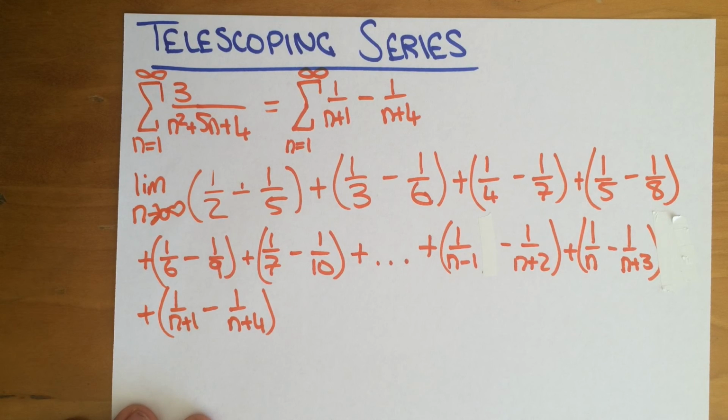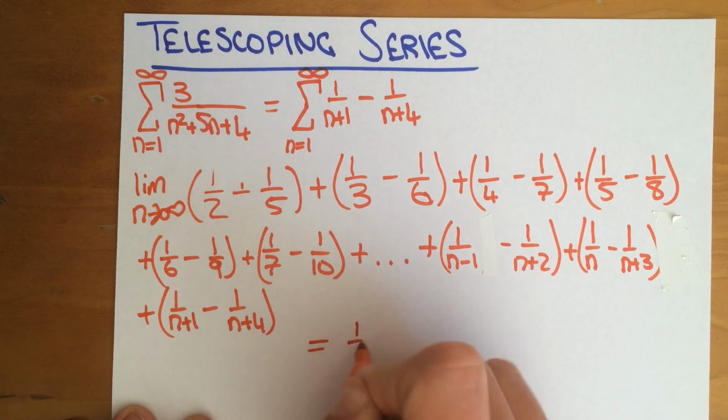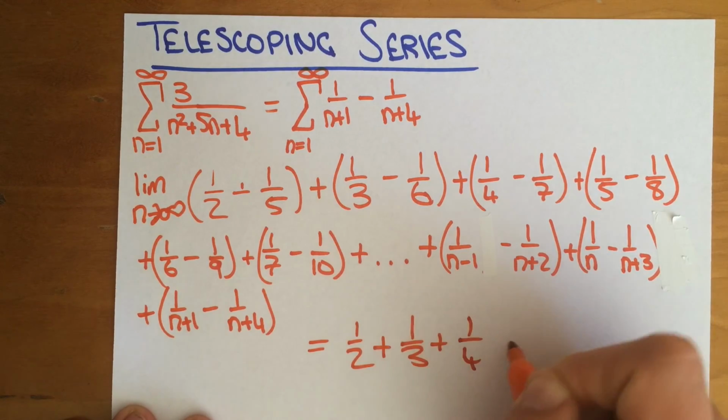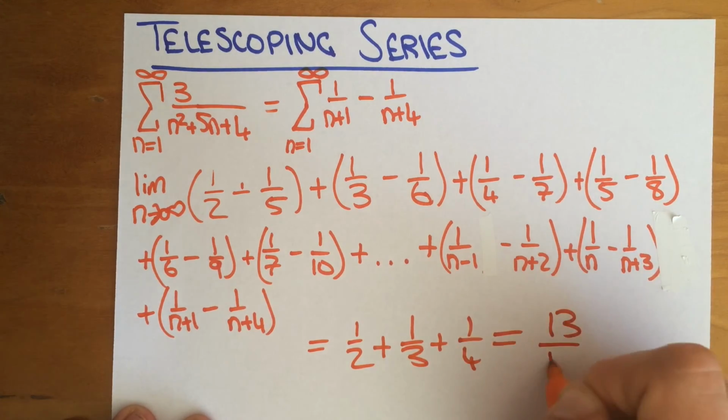When I write out the limit, the terms with n in the denominator go to 0, and we are left with 1/2 plus 1/3 plus 1/4, which comes out to 13/12.